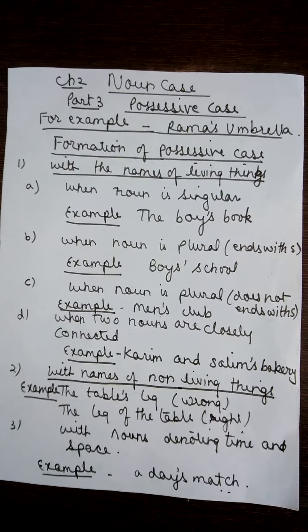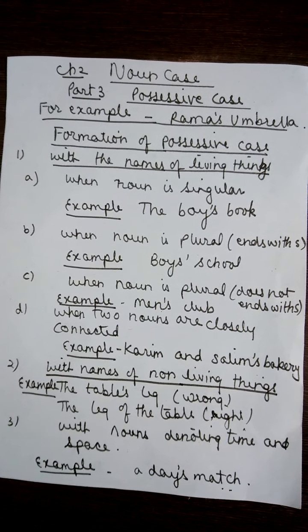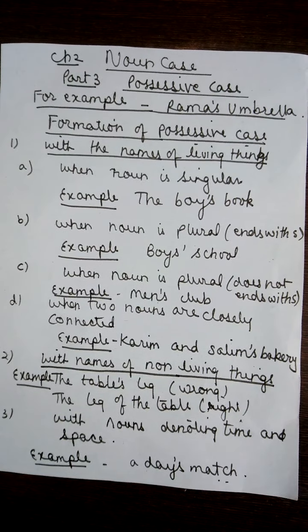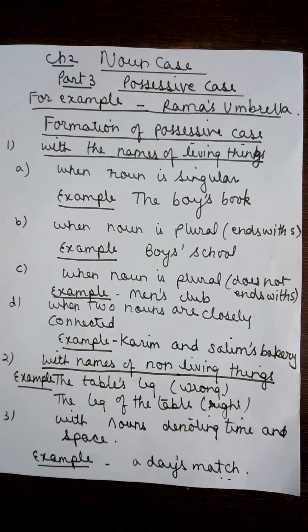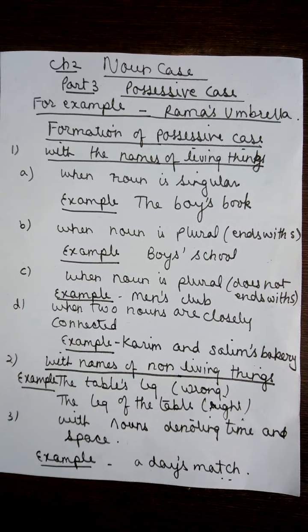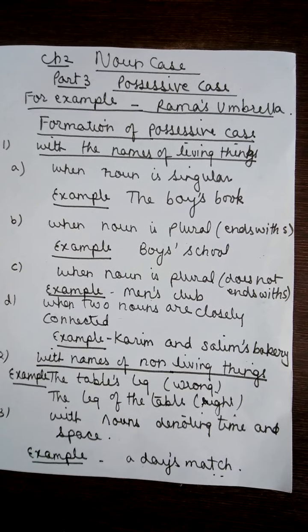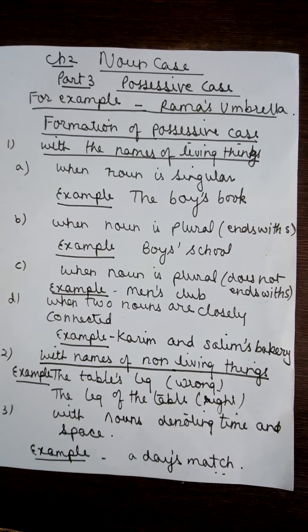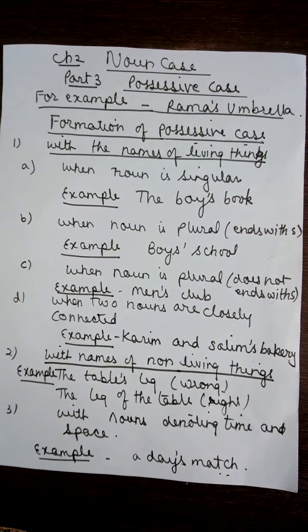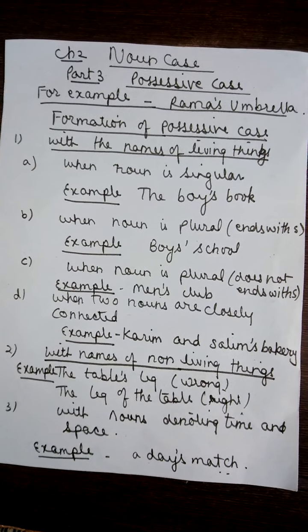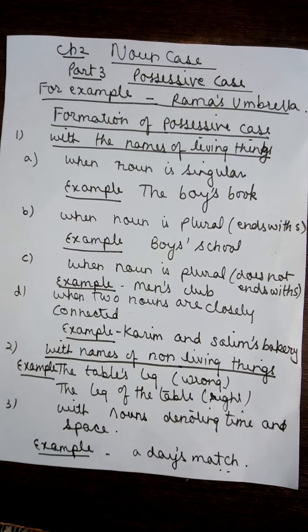One thing you have to keep in your mind, that subject generally comes before the verb and object generally comes after the verb. Now today we are going to discuss the third type, that is possessive case. A noun used to show possession is said to be in the possessive case.